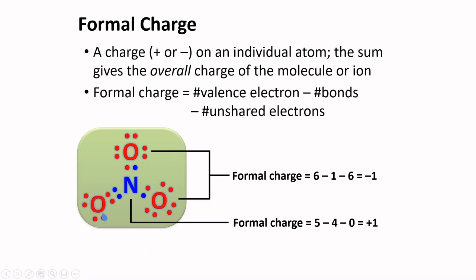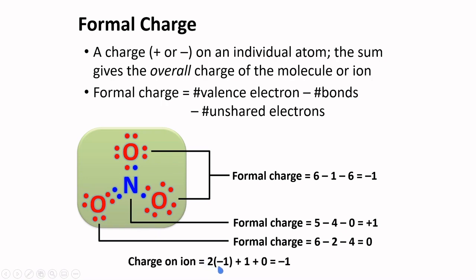Now how about this oxygen? Again, it has a valence electron count of 6, and there are 2 bonds from this oxygen to nitrogen. The number of lone pairs is 4, so we have a formal charge of 0 for that oxygen. If we take all the formal charges for this species, you will get 2 times negative 1 for the 2 oxygens and plus 1 for the nitrogen. We'll get an overall charge of negative 1 for the nitrate ion.